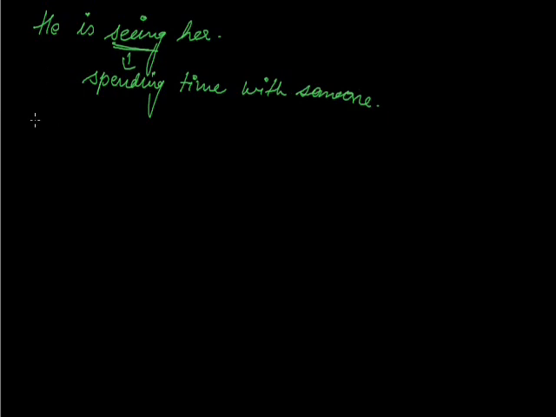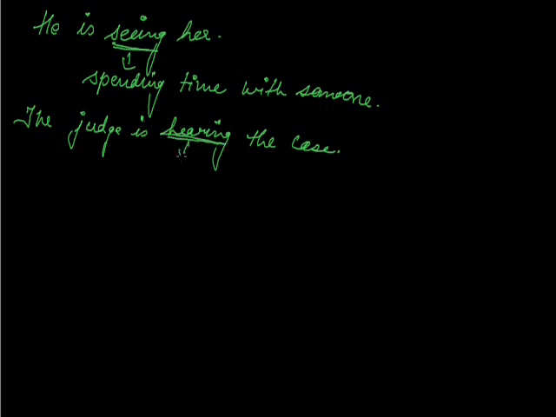If I take another sentence, the judge is hearing the case. Here, hearing doesn't literally mean hearing. Hearing means he is taking a decision, or a convict is there, an advocate is there, and he's taking a decision on the case. So we can see that if we use ing with some verbs, their meaning changes.